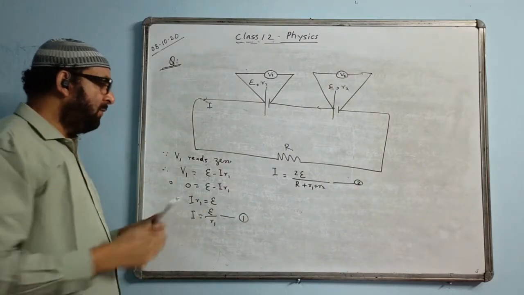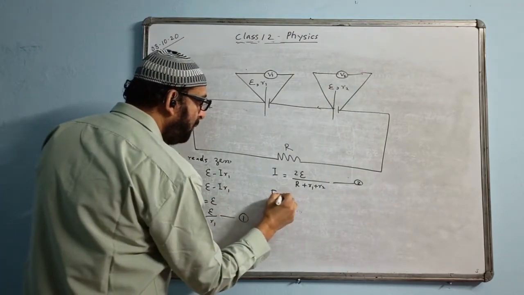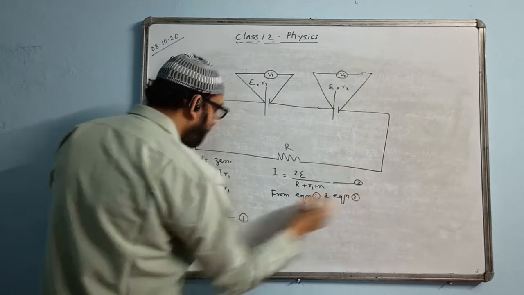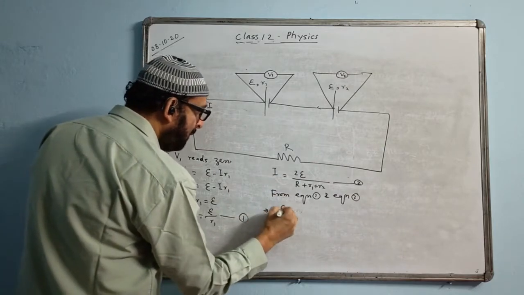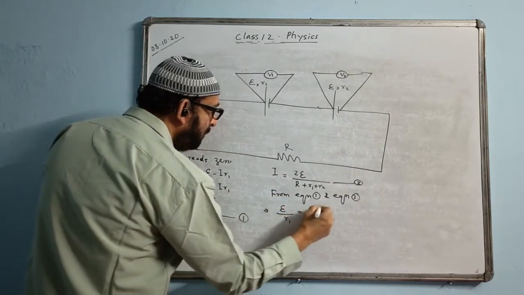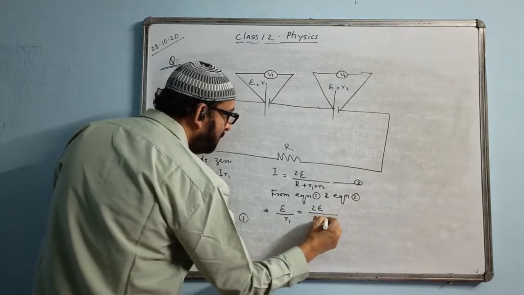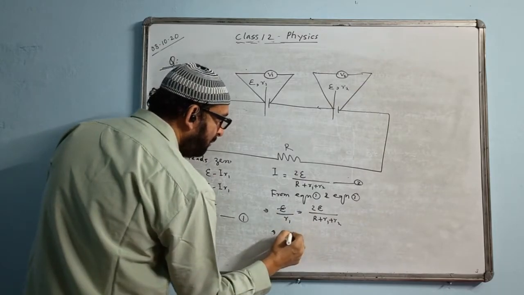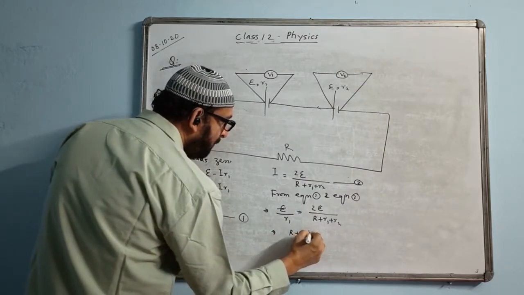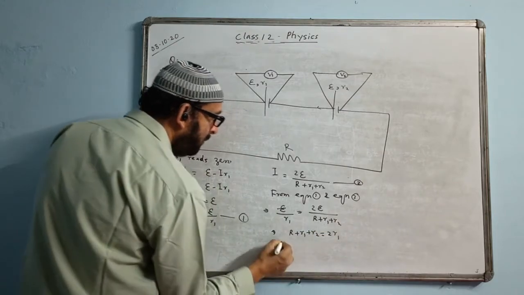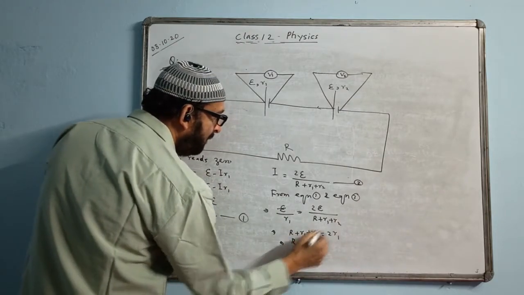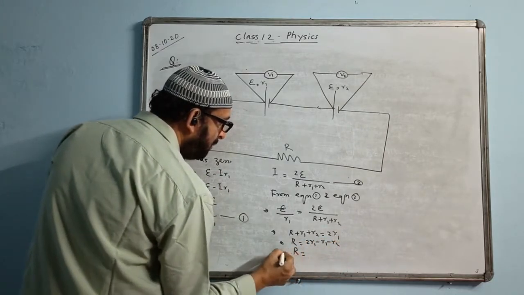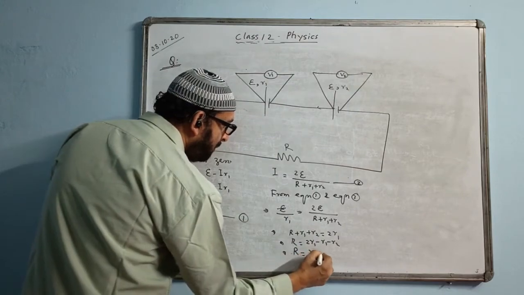Current is same, so we will be equating. Therefore, from equation 1 and equation 2, we will make them equal. E upon R1 is equal to 2E upon R plus R1 plus R2. E and E cancel. We will do cross multiply. You get R plus R1 plus R2 is equal to 2R1. Capital R, you have to find. It will become 2R1 minus R1 minus R2. Therefore, capital R value will come R1 minus R2.